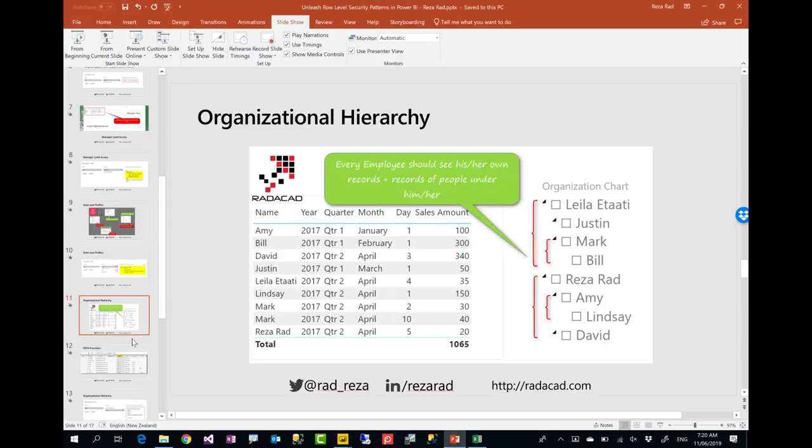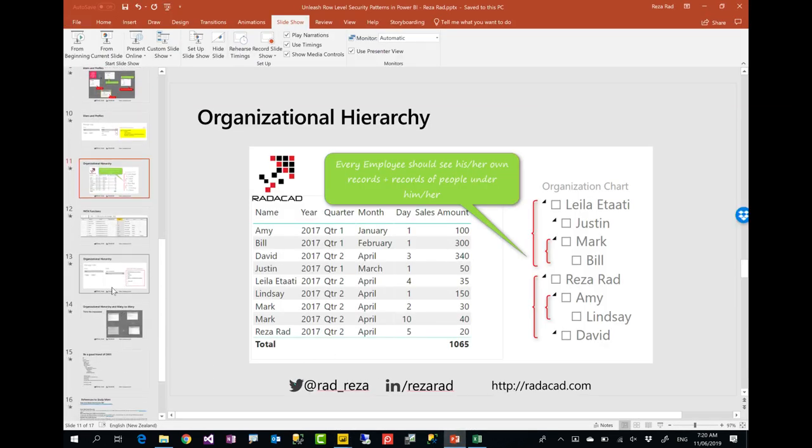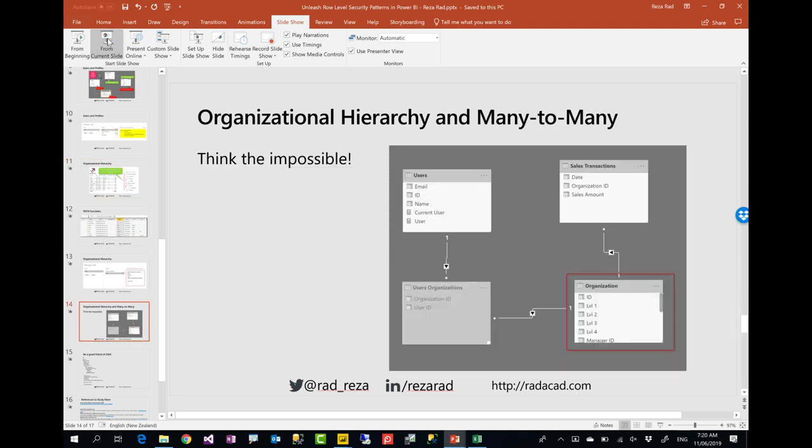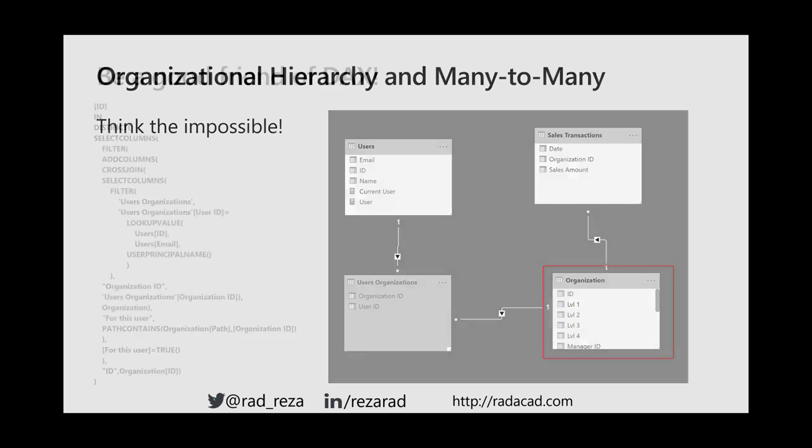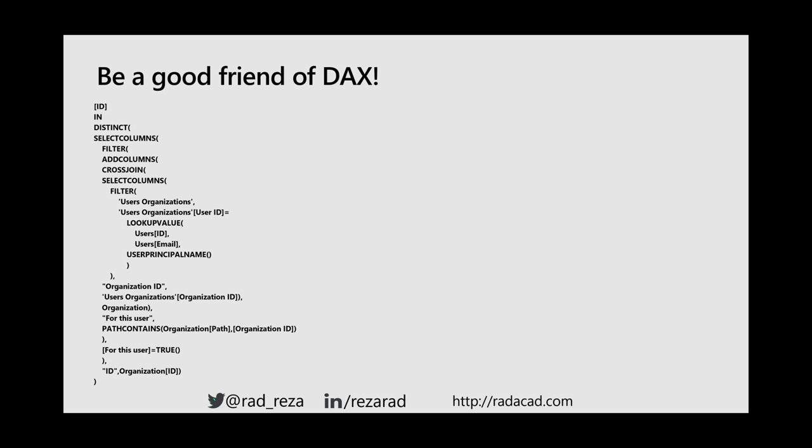One step even further than this, which I'm not going to show as a demo, just on a slide, is when you combine organizational hierarchy with many-to-many. Remember that user and profile? Now you combine these together because you might have a role which several people are part of, and that role is part of the organizational hierarchy, right? That will make your DAX expression a little bit more complex than what you see in normal scenarios, right?